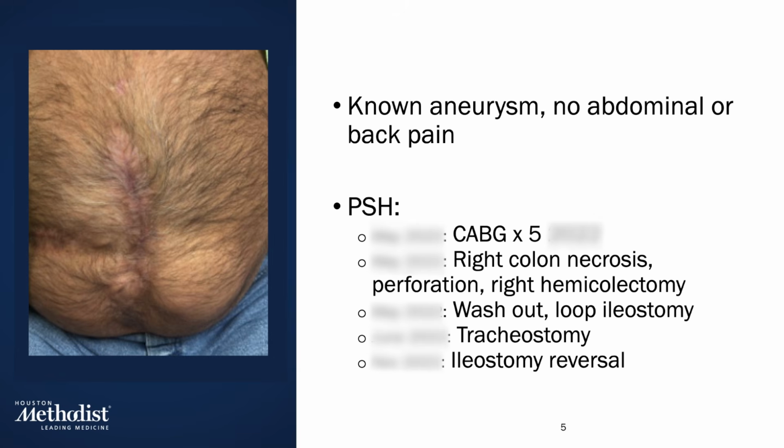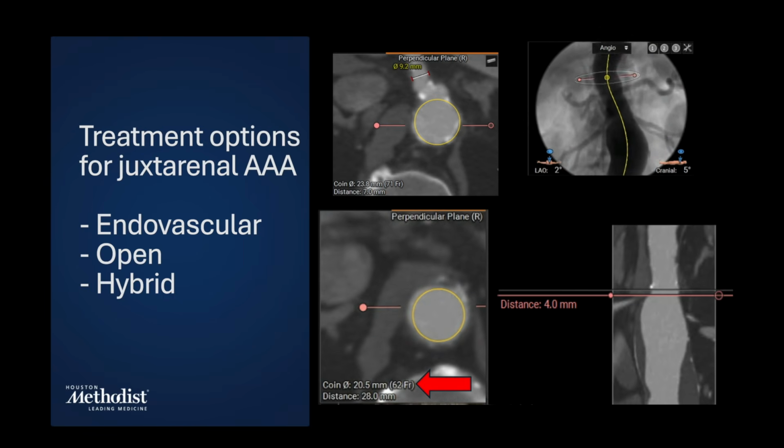So as it turns out, his 5-vessel CABG was complicated by mesenteric ischemia, resulting in right colon necrosis with perforation. He had a right hemicolectomy, eventually converted to a loop ileostomy. He had a tracheostomy at one point, and eventually he did recover from all this, and he had his ileostomy reversed several months later. So are you still thinking an open repair? Maybe not, so you go back to your drawing board.